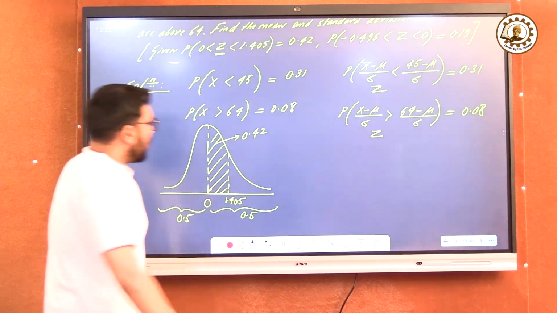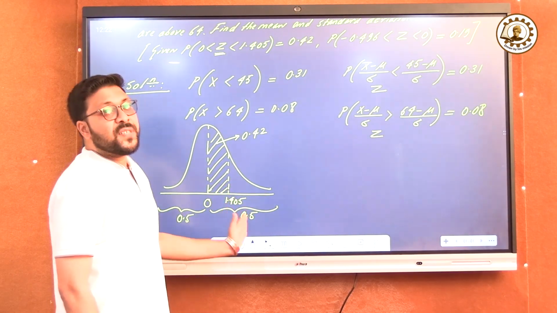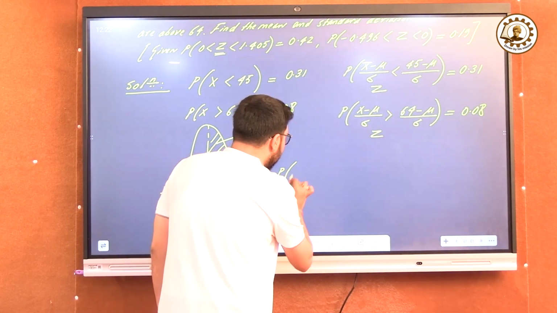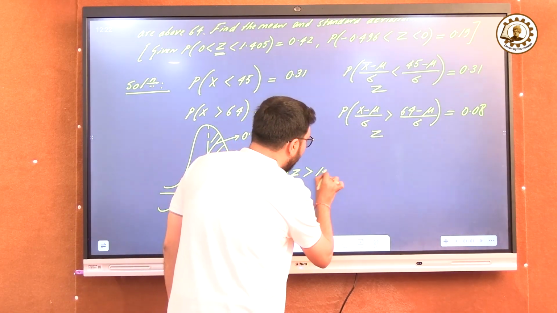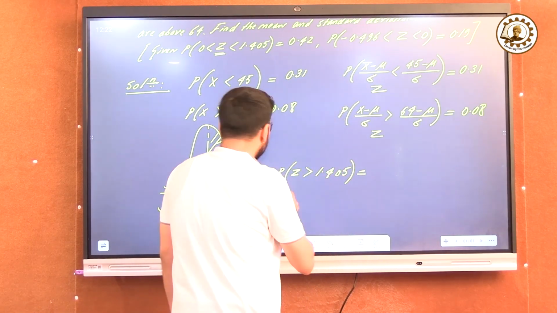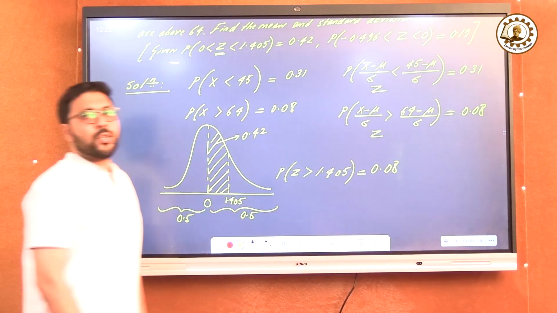0.42. So what would be this area? This area, that means probability if z exceeds 1.405, I can write it, probability z exceeds 1.405, that is going to be 0.08. That is going to be 0.08.